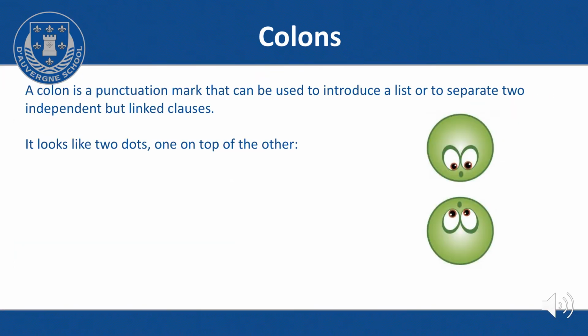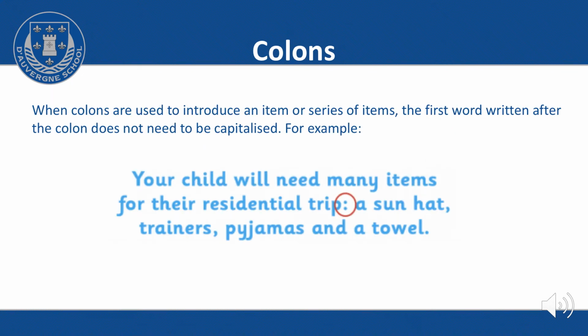Let's move on to colons. A colon is a punctuation mark that can be used to introduce a list or to separate 2 independent but linked clauses. It looks like 2 dots, one on top of the other. When colons are used to introduce an item or series of items, the first word written after the colon does not need to be capitalised. For example, your child will need many items for their residential trip. Then we have the colon and then the list: a sun hat, trainers, pyjamas and a towel.